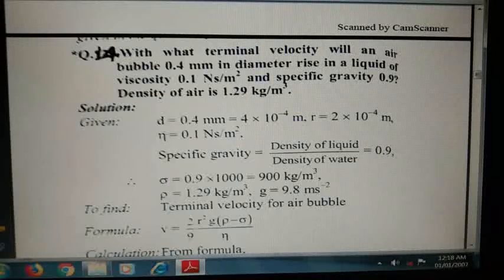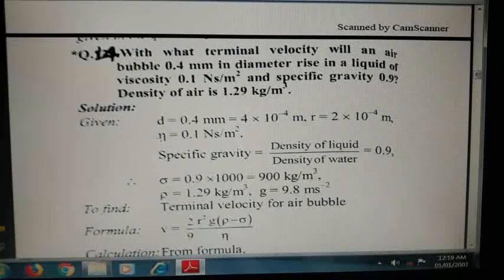Here D is given, that means the diameter of the bubble is given as 0.4 millimeter. When we convert millimeter into meter, we write 4 into 10 to the power minus 4 meter. When we shift the decimal, we get 4 into 10 to the power minus 4 meter. From that we get radius r equal to diameter by 2, that is equal to 2 into 10 to the power minus 4 meter, 4 divided by 2.